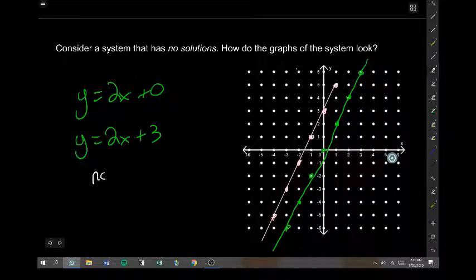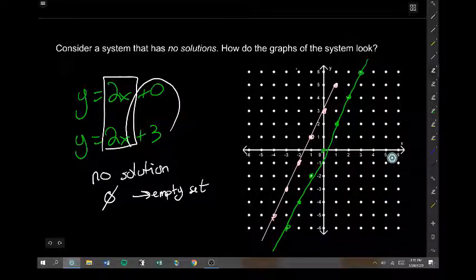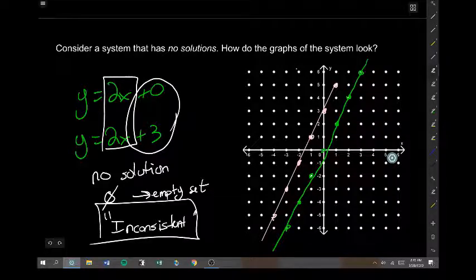Okay? A no solution set, we can also write like this. This is called the empty set. It's also called nil or null, especially if you're British. But that means there's no solutions. There's no point where these two lines cross. They're parallel lines. To be parallel, you must have the same slope but different y-intercepts. We call this system inconsistent. If you ever hear that there's an inconsistent system, that means it doesn't have any solutions, it doesn't make any sense, it doesn't work.